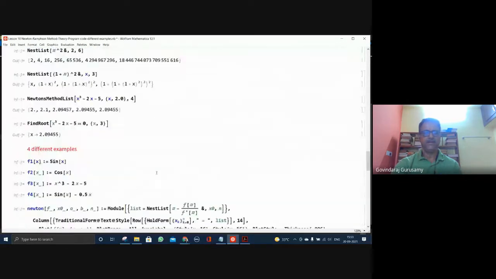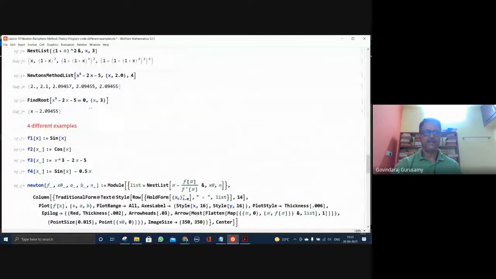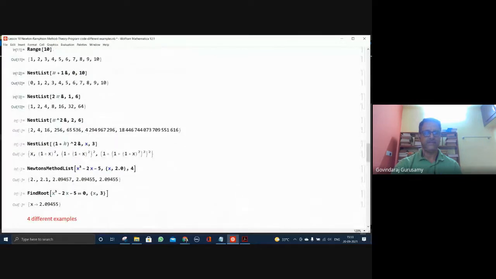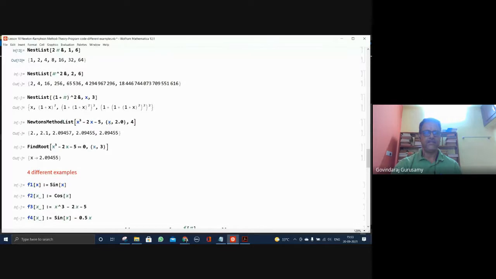And then the range of x: x comma 2.0. I'm starting from 2.0, so x is the variable that starts from 2.0, and then 4 iterations. Instead of 4, I can have 10 iterations, that doesn't matter to me. It almost reaches the constant value with about 5 to 6 decimals of accuracy. But here it automatically takes a check number form.